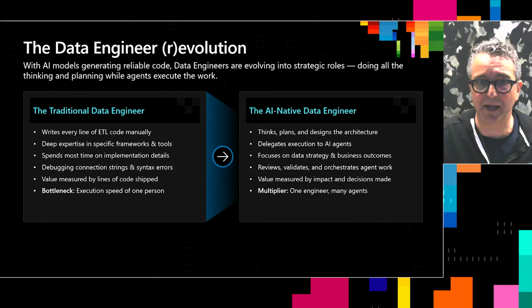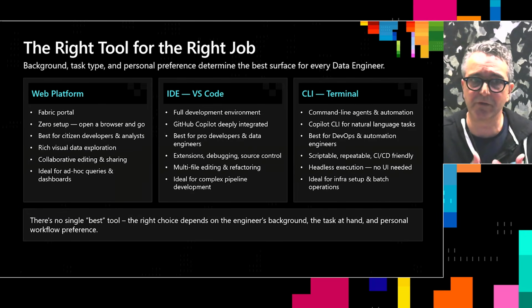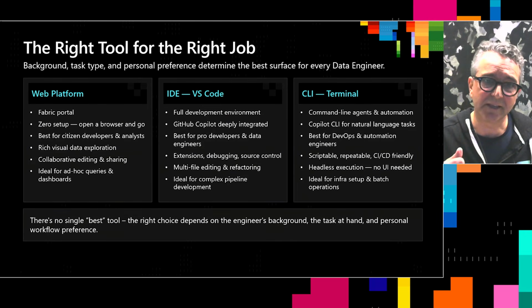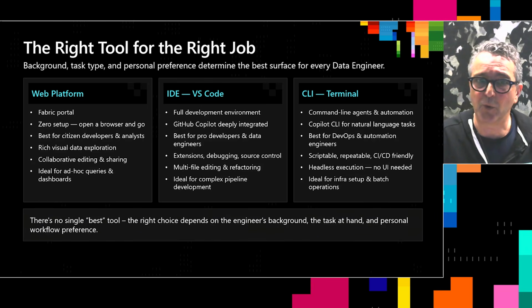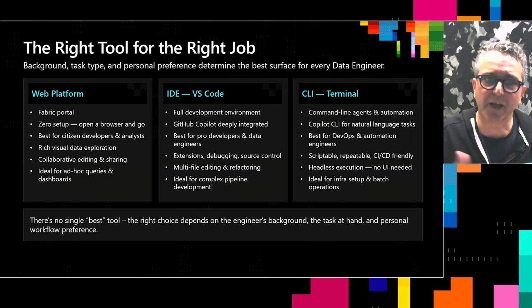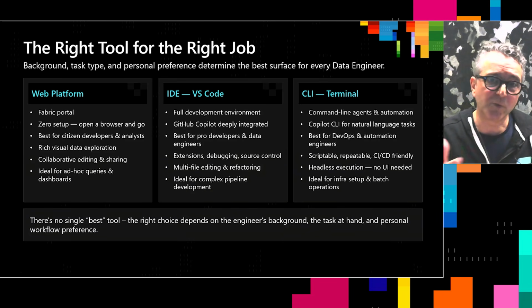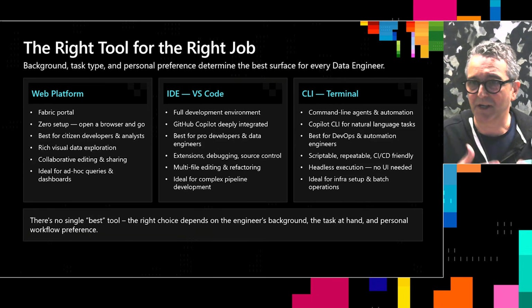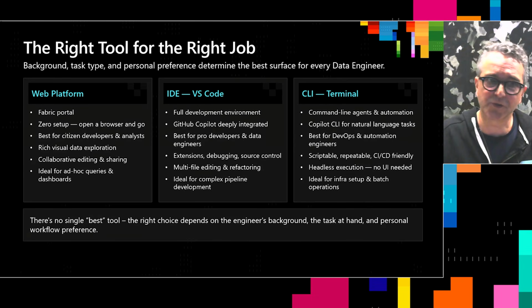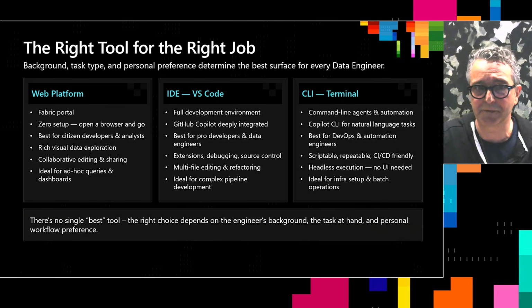more productive using AI. So if the role of the data engineer is changing, the tools need to evolve as well. The key point is that there is no single best surface for every data engineer or every task. First, the Fabric web portal. This is great for zero setup, visual exploration, collaboration, and quick access to data. Second, the IDE in VS Code. This is where many professional developers and data engineers are most productive with GitHub Copilot, source control, and more. Third, the CLI and terminal experience. This is useful when the task is more scriptable, repeatable, and automation focused.